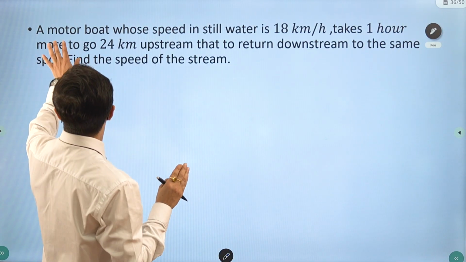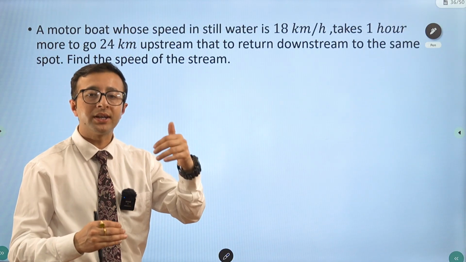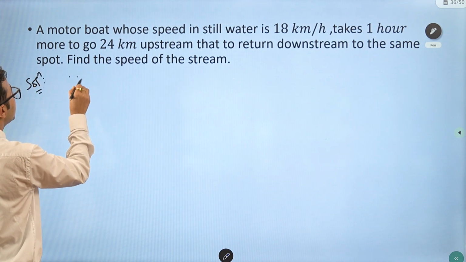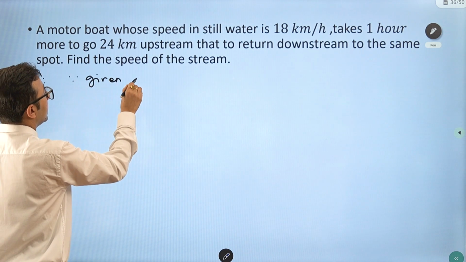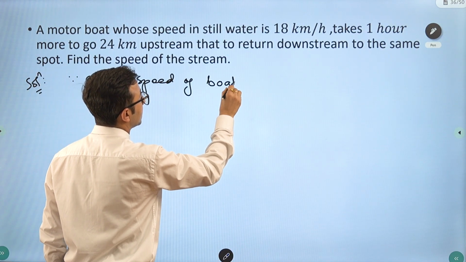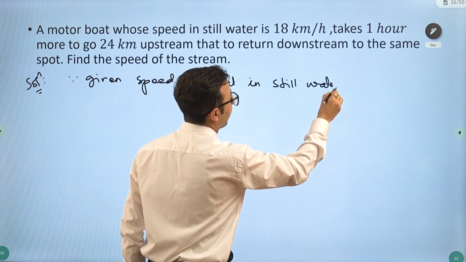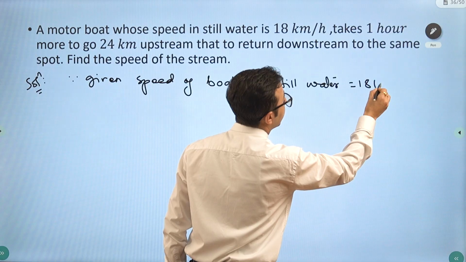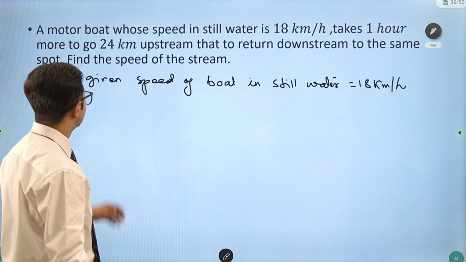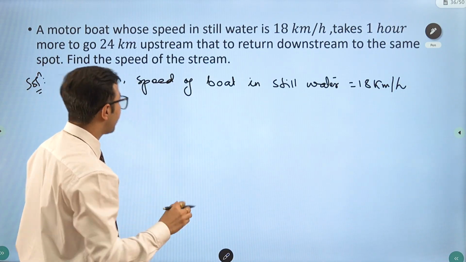So here, motorboat whose speed in still water, that is the speed of the boat, is given to us. So solution here: since given, speed of boat in still water is 18 km per hour. We are supposed to find the speed of the stream.